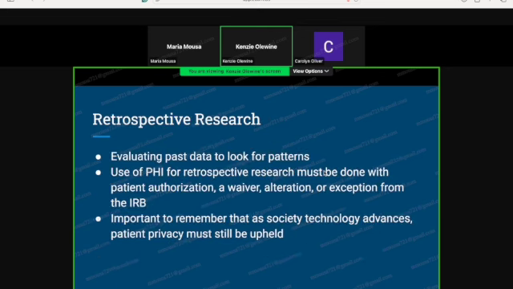Retrospective research involves evaluating past data to look for patterns. So the use of PHI for retrospective research must be done with a patient authorization, a waiver, an alteration, or an exception from the IRB. It is important to remember that as a society progresses technologically, patient privacy must still be upheld.